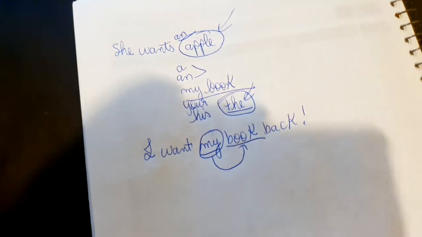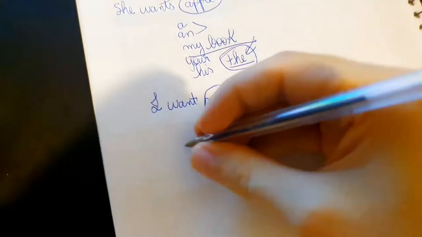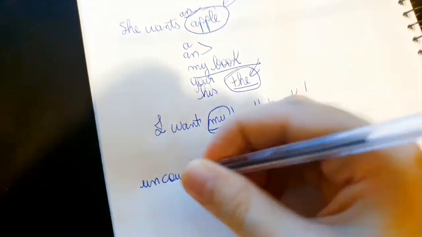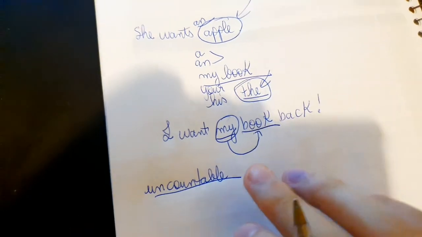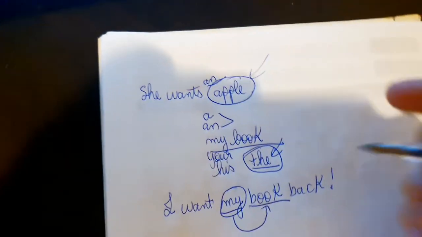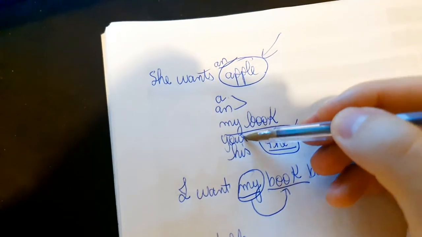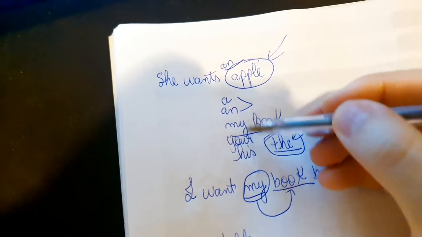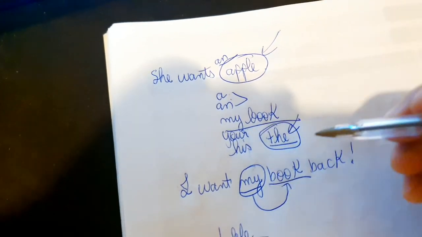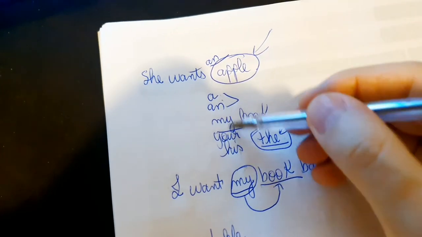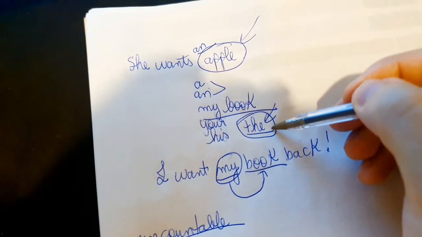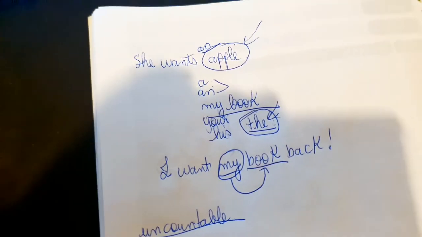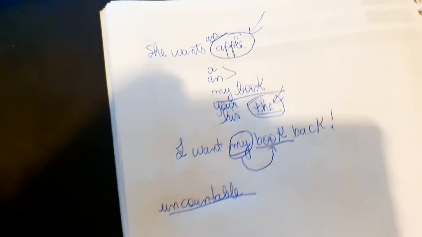When you use uncountable nouns, on the other hand, you can use the nouns alone. You don't need to use articles, pronouns, adjective pronouns, or definite articles, indefinite or definite, and adjective pronouns. You don't have to use any of them.